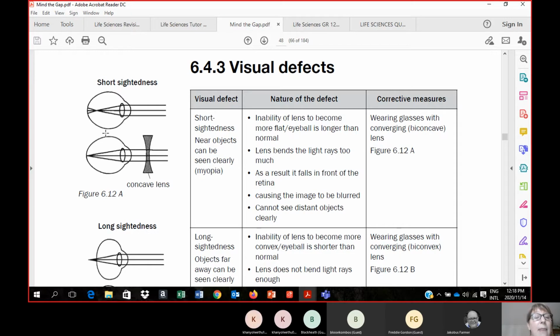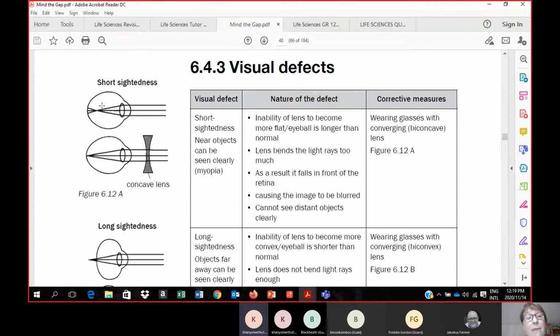Sometimes you can see that the eyeball is actually much longer than normal. So you can see what's happening over here. Your light rays are entering the cornea and the lens, but instead of converging on the retina, they're being refracted, which is what's supposed to happen, but now they're all converging in front of the retina. So that person is going to see a very blurred image, right?